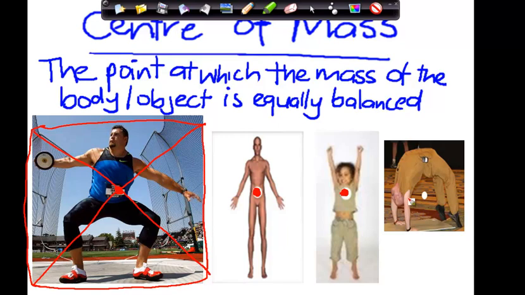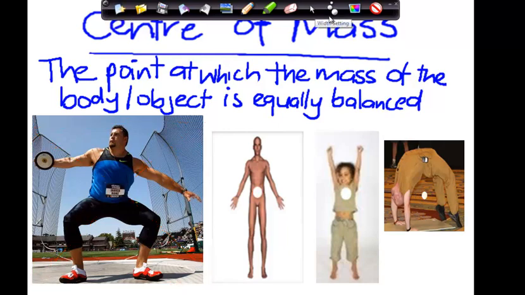Also, your centre of mass can be found outside your body. For this example here, where this guy is doing a bridge, you can see that his centre of mass is outside his body. Okay, moving on.